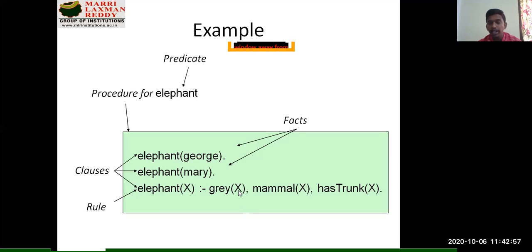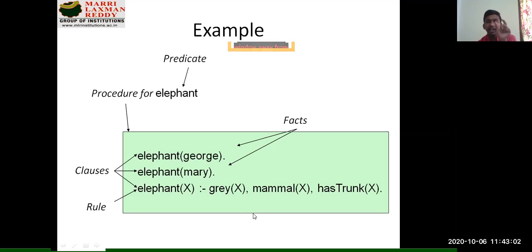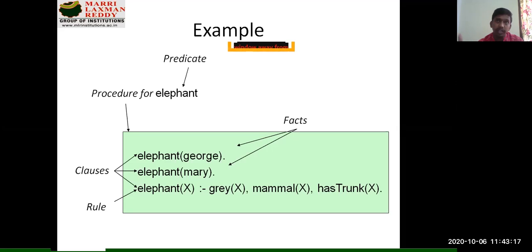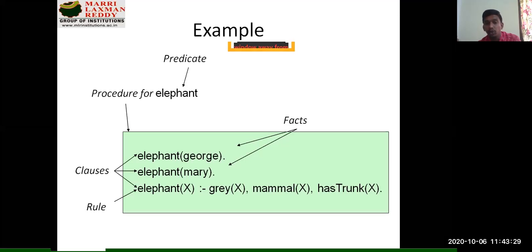So here X can be a color or it can be anything. So the meaning of this rule is specifying that something is called an elephant if it is gray in color, comma, it is a mammal and it has a trunk. I think everybody can accept this, because the color of an elephant is gray, and it is a mammal. It all depends on the queries you're going to ask. So definitely it has a huge trunk.